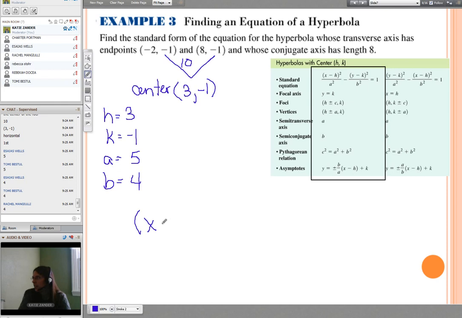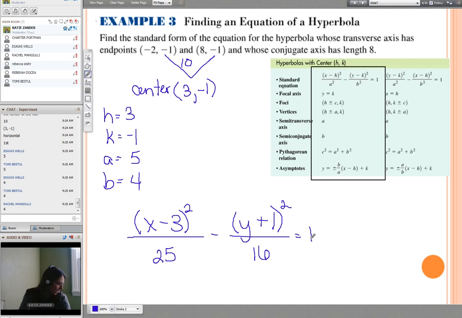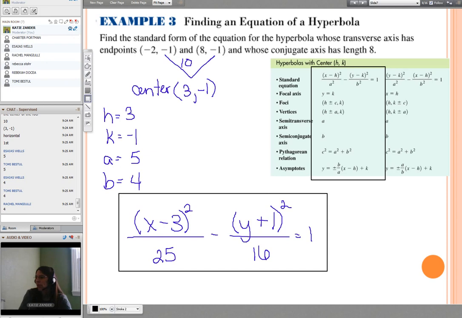So I'm going to go ahead and start this equation out. (x minus 3) squared over a squared, which is 25, because 5 squared is 25, minus (y minus k) squared over b squared, and that's actually going to turn into (y plus 1) squared over b squared, equals 1. All right, nice job, guys. Any questions with our first example of using that chart where the center is at (h, k) instead of (0, 0)?